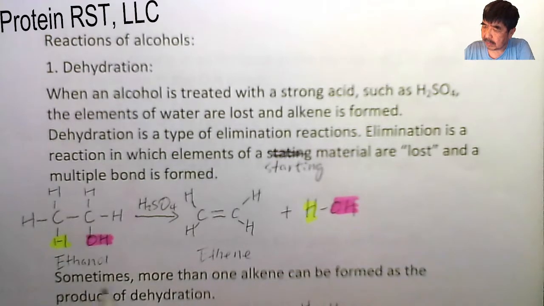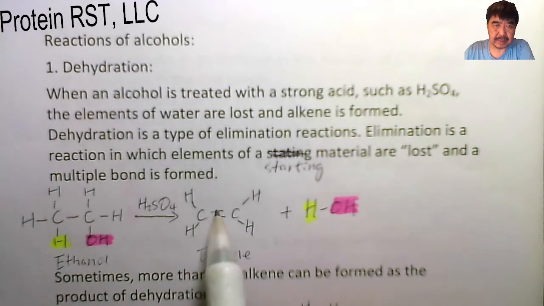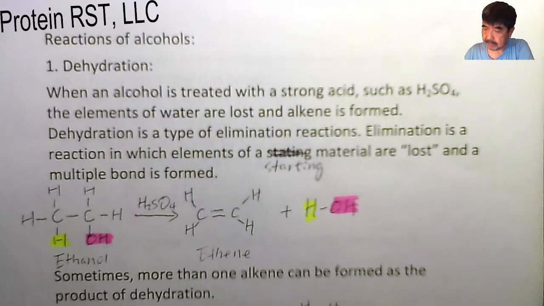Take a look at this. This is ethanol, and the lost water molecule leaves ethene, with the double bond formed. This is the water molecule.